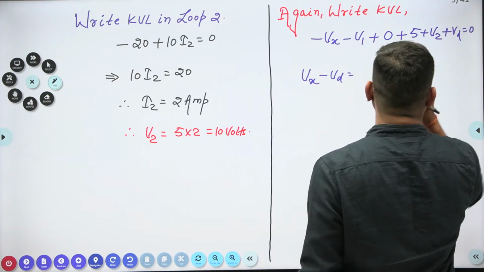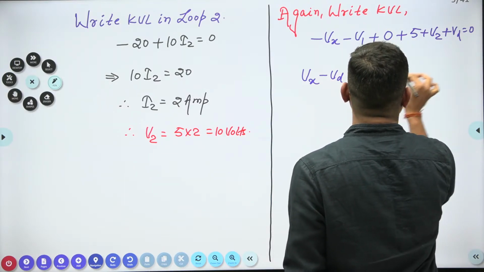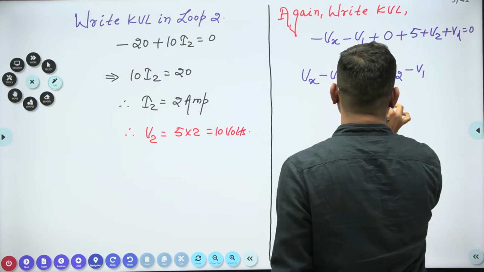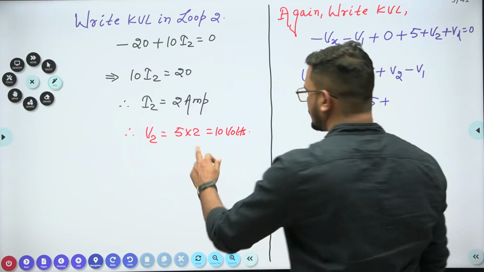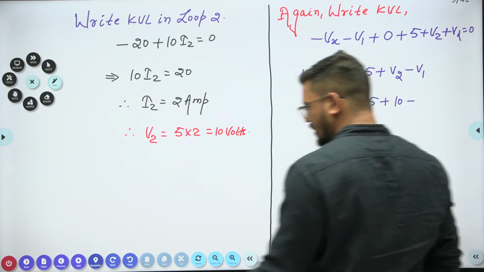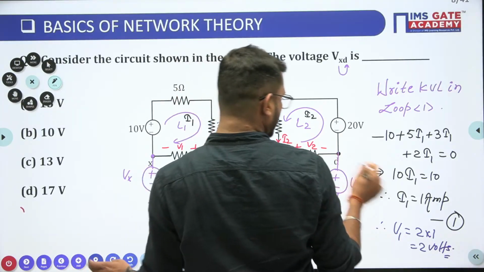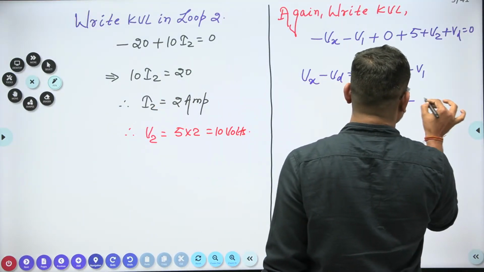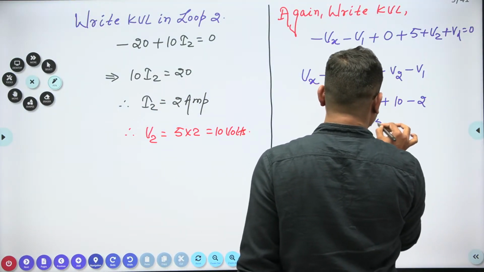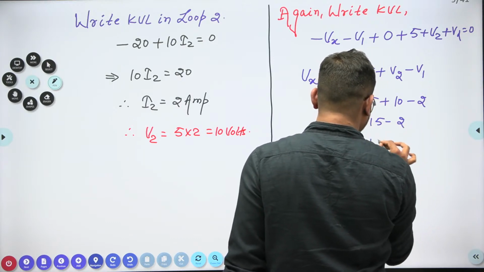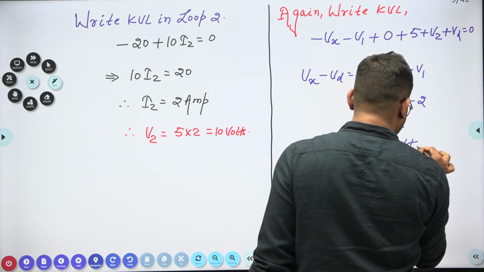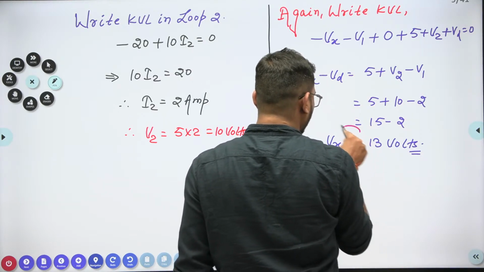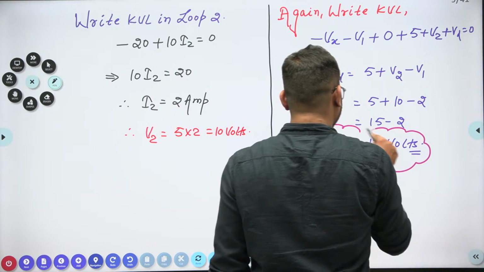So this will be 5 plus of V2 minus of V1. So this is 5 plus of V2, and V2 is 10. And what about V1? We have calculated there. V1 is how much, guys? 2 volts. So this is minus of 2. So this is 15 minus of 2, which is nothing but 13 volts, guys. So the voltage Vxd is nothing but 13 volts.